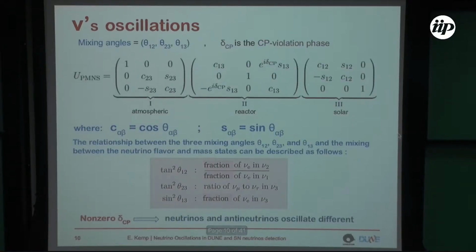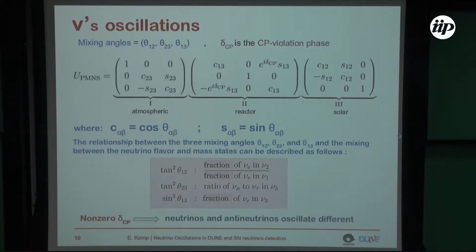And this matrix can be factorized into 3 successive rotations, and in each one of the matrices we can isolate functions of the mixing angles in each one of the blocks. And just to give you a more physical sense of this abstract view of mixing angles, it's interesting to note that the meaning of the tangent squared of theta 1 2 is the fraction of nu e in nu 2 over the fraction of nu e in nu 1.